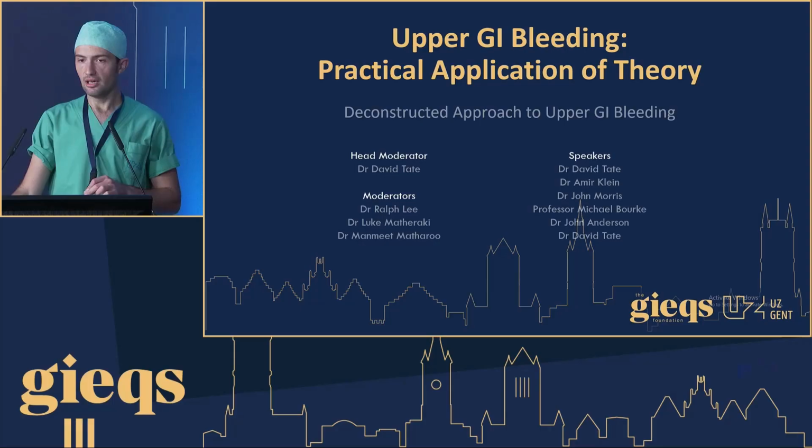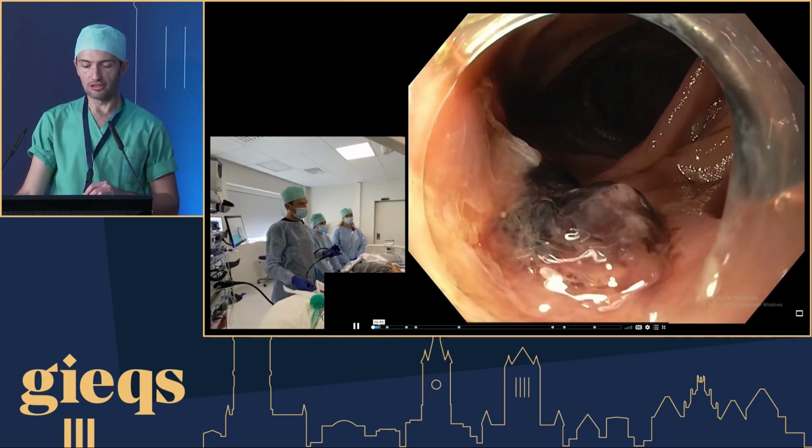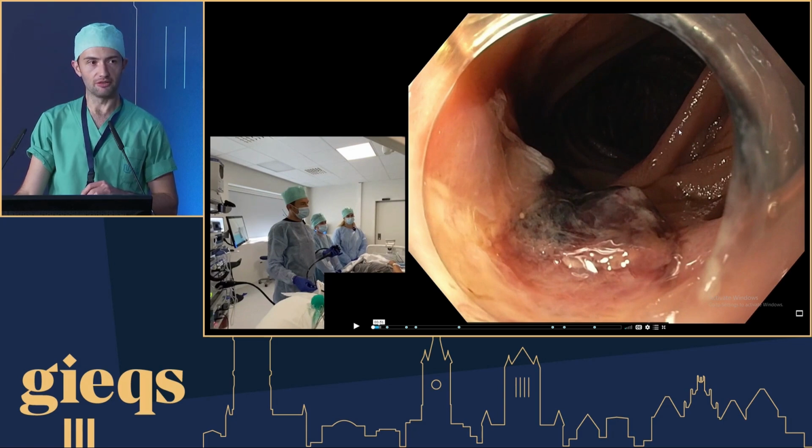So the last session was all about theory. We had some fantastic talks, including a great wrap-up of the ESG guideline and of some hepatological aspects on GI bleeding. But here we're going to be talking about practical. And I'd like to start, first of all, with a quiz question. What are you going to do with that now? Or what's your next move for that?